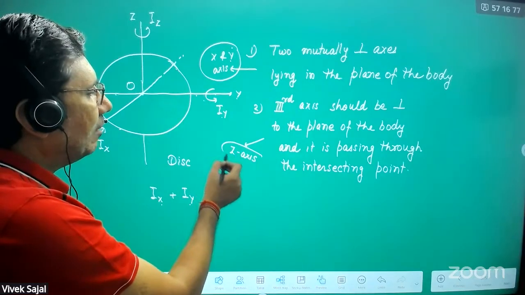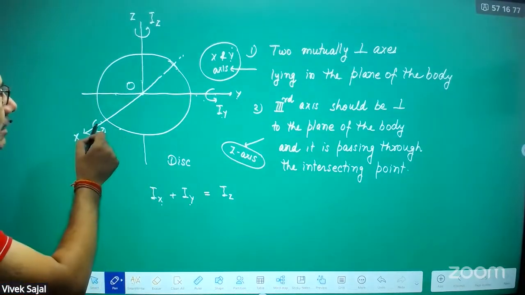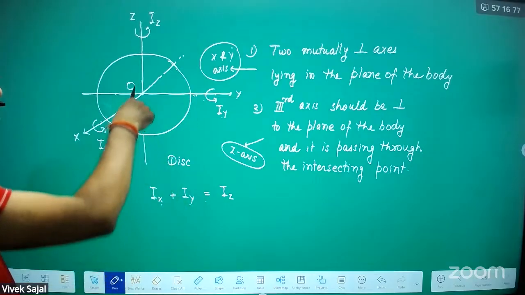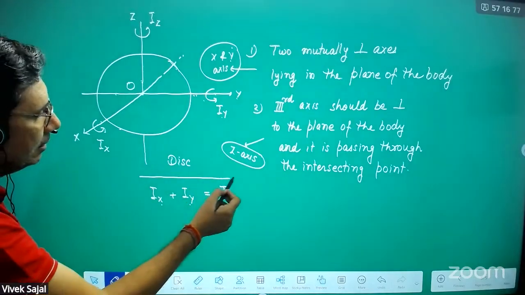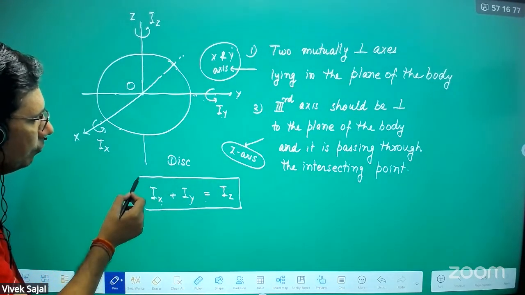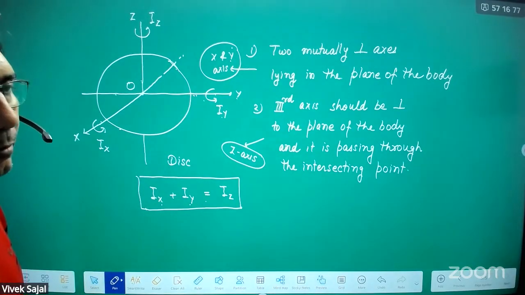If you create this type of situation, then you can apply this: Ix plus Iy will always be equal to Iz. ठीक है ना? Ix plus Iy will be equal to Iz. So this is the way you are going to apply this perpendicular axis theorem.